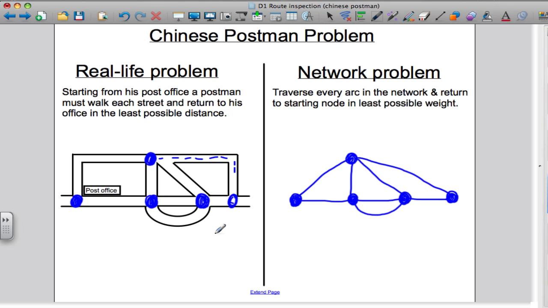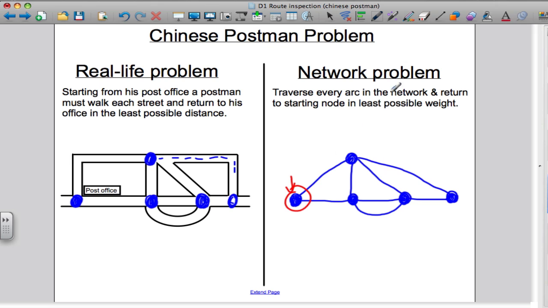The postman wanted to walk along every road, return to where he started in the least possible distance. This translates to, in a network situation, traversing every arc in this network and returning to his start node here in the least possible way. So that's the Chinese postman problem.